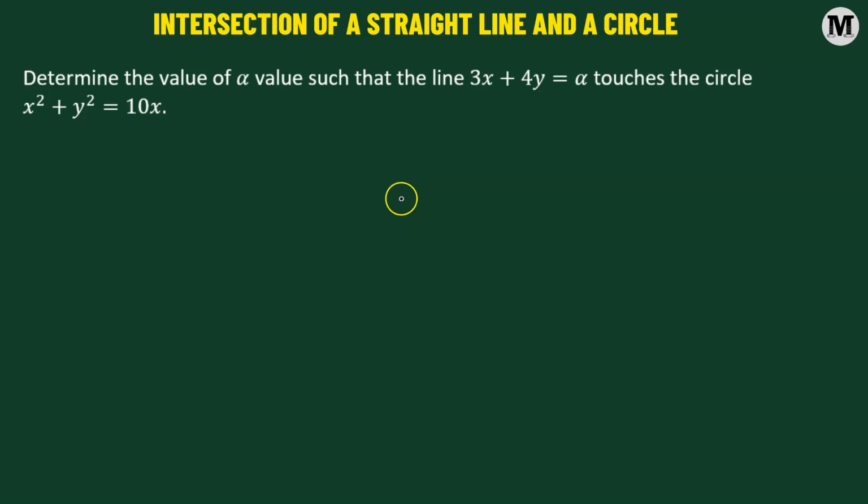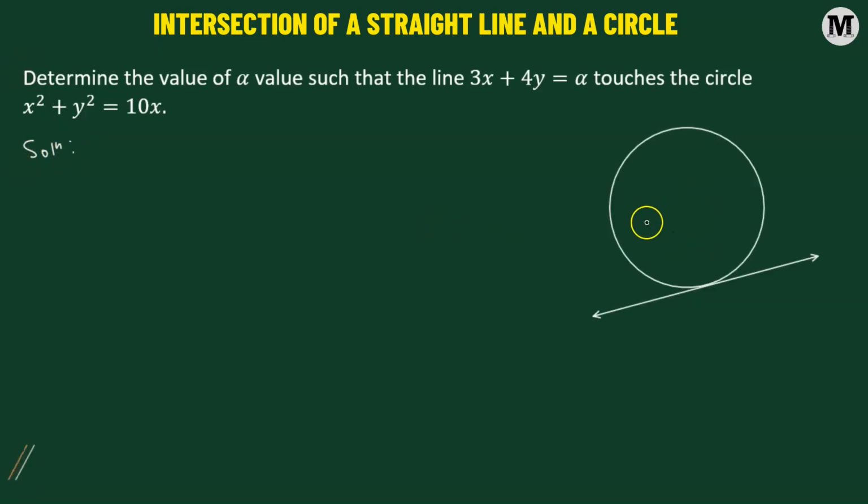Determine the value of alpha such that the line 3x plus 4y equals alpha touches the circle whose equation is given to us. So let's try to understand the problem graphically first. Here we have a circle whose equation is x squared plus y squared equals 10x.